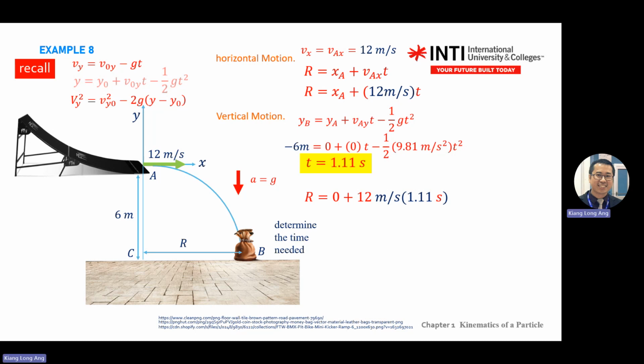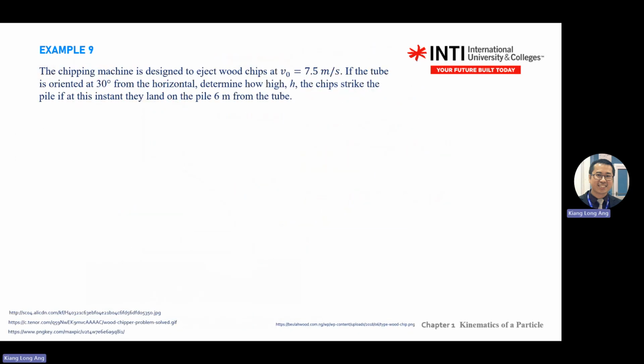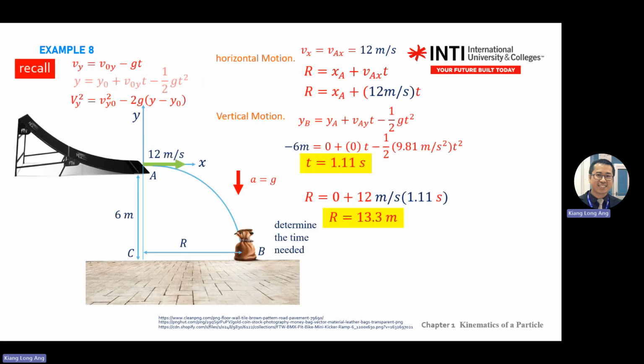If you answer something like what I did on the screen here, it might not be. Of course, if you do a lot of exercise, you know what you're doing. But it's better you do left and right. Okay. Now you get the R is 13.3. You know the R already, means you know the S. So the answer is 13.3.